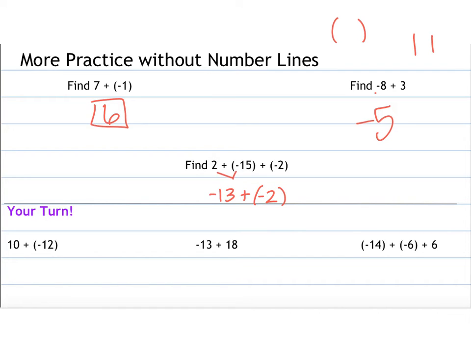Now we have negative 13 plus negative 2. Since both of them are negative, we just add like normal. 13 plus 2 is 15, and we keep the sign. Since they're both negative, our answer is a negative 15.